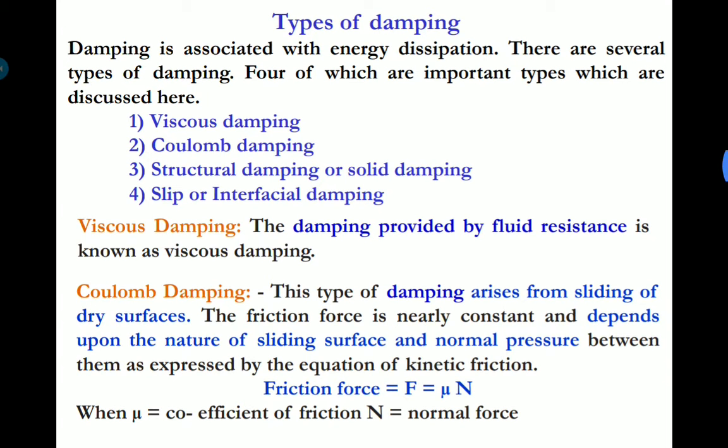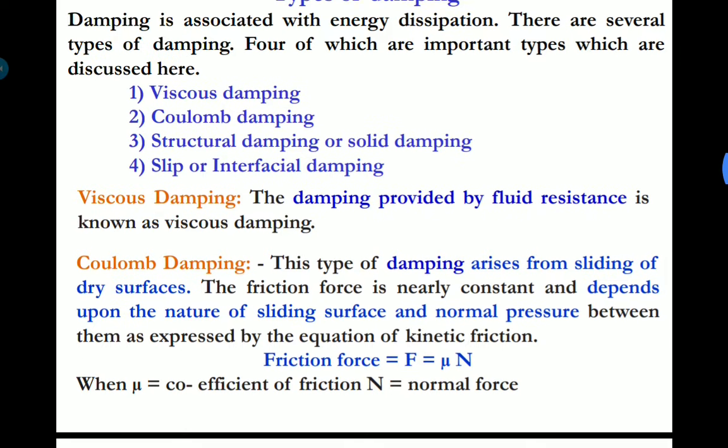The first one is viscous damping. Viscous damping is mainly the damping provided by fluid resistance, mainly hydraulic oils, which provide a cushioning effect in a shock absorber. That is a very good example of viscous damping.